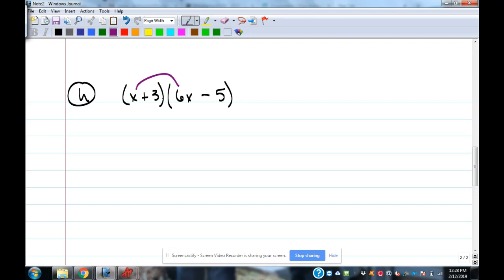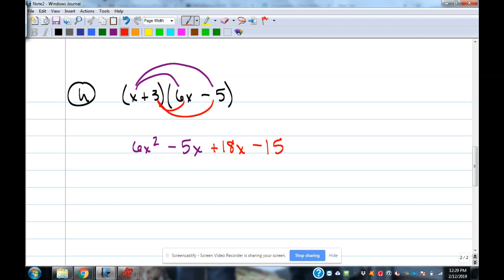Okay, so first one is 6x squared. Good. Negative 5x. Good. 3 times 6x would be 18x. Tyler's on task here. He's got it. 3 times negative 5. Negative 15, right?